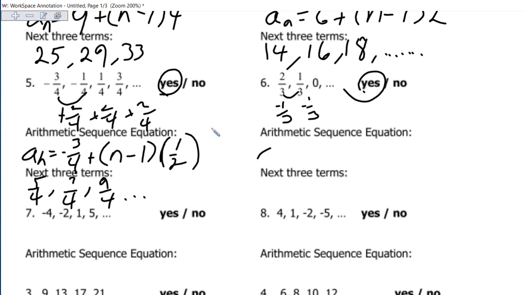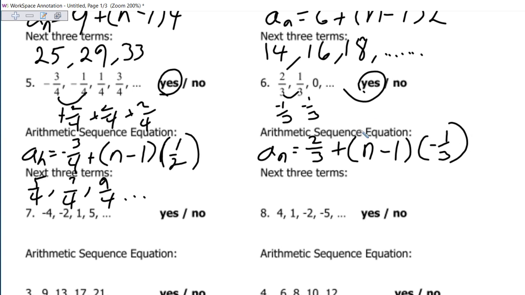So, that's a sub n equals 2/3 plus n minus 1 times negative 1/3. And there we have it. Okay? Now it's asking for the next three terms, which are going to be negative 1/3, negative 2/3, and negative 3/3, which is really just negative 1. And then it keeps on going.